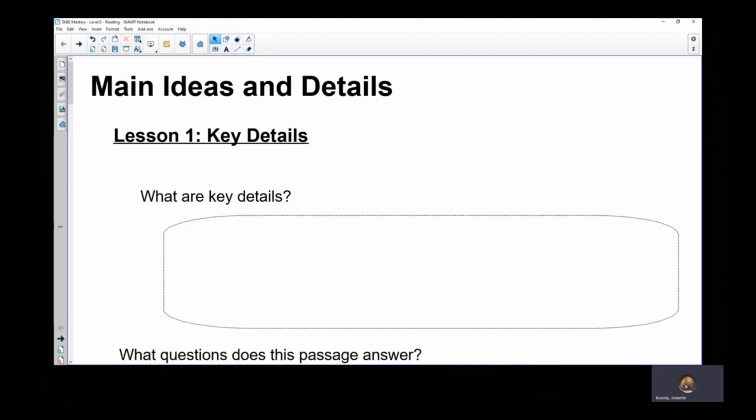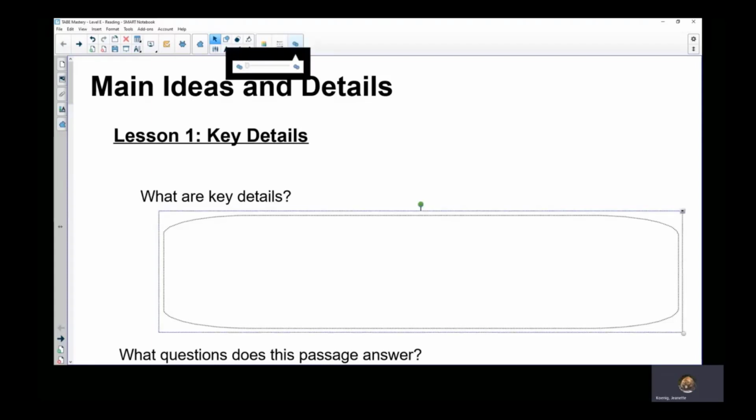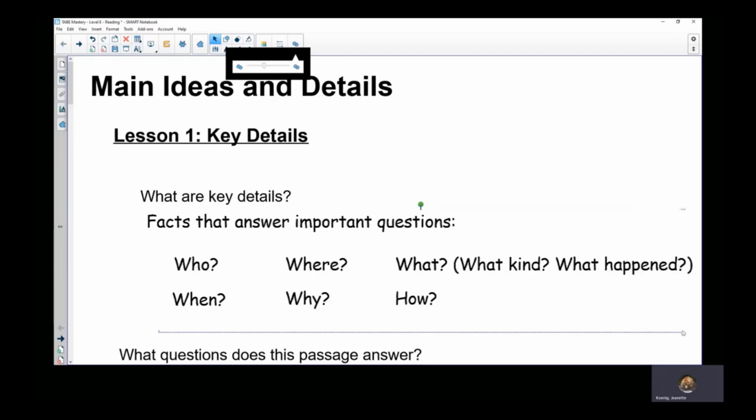Well, I'd say it's little things that are important. Okay, yes, they are little things that are important. Anything else you want to add? It's like evidence that you see in there about what the character's like, what's happening, what's the motivation, that kind of thing. So all of that is good. So it's evidence, it's details that are important. It is facts that answer important questions.